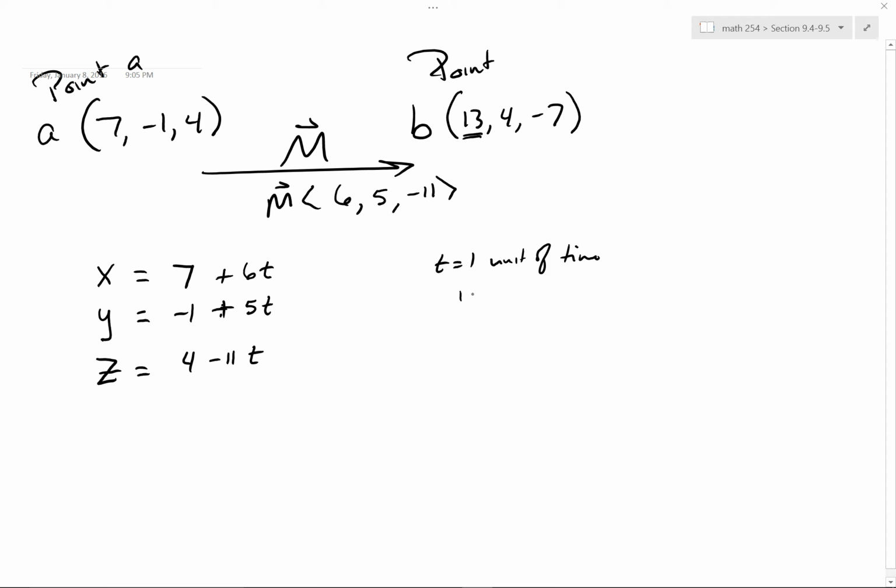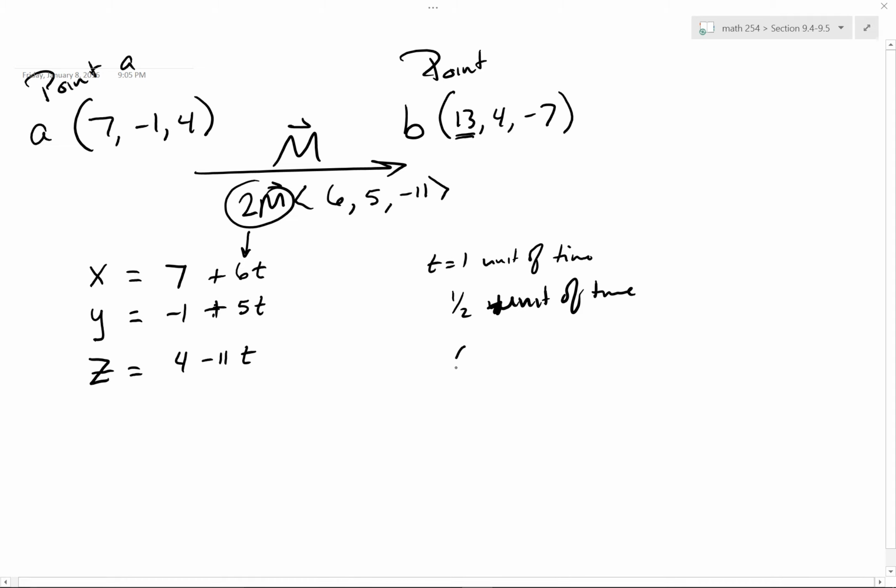What if I wanted to take a half of a unit of time? Suppose I did. I mean, just hypothetically, suppose I wanted to take a half a unit of time. Well, then I would need to be going twice as fast, yes? So in other words, I would need to have 2m right here. So this would need to be 12, this would need to be 10, and this would need to be negative 22, right? What if I needed to take 6 units of time? Well, then I'd need to slow myself down, right? And so instead of timesing by 2, I need to divide by 6 or multiply by 1/6.